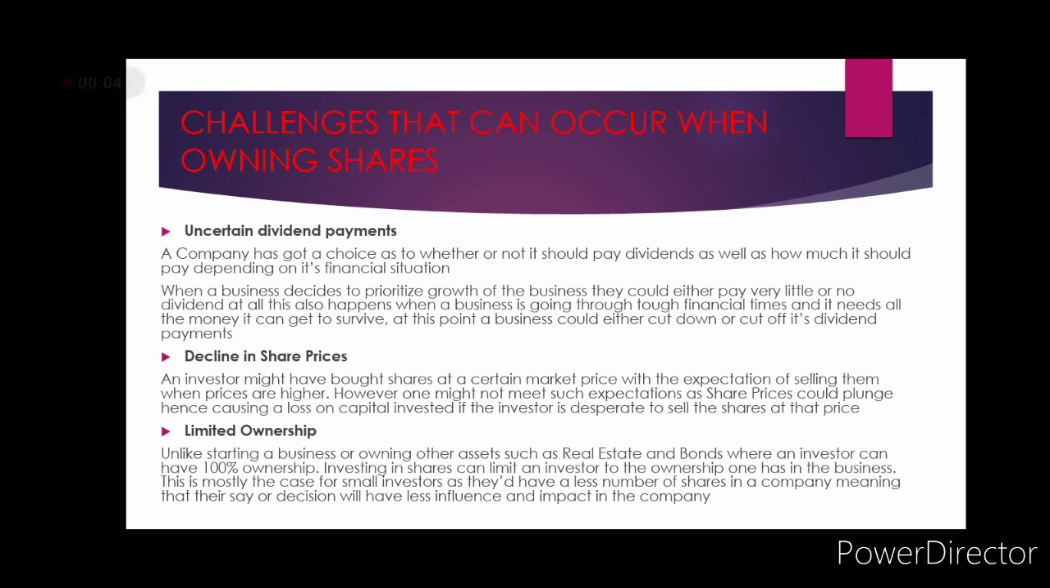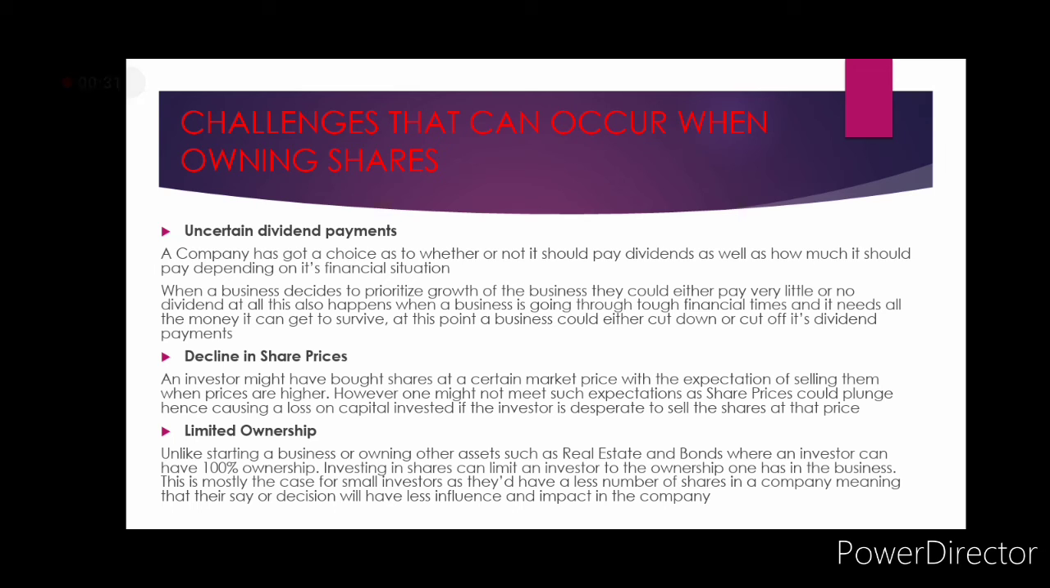Challenge number one is uncertain dividend payments. We need to understand that a company has got a choice as to whether or not it should pay dividends, that's number one. Two, as well as how much it should pay depending on its financial situation. So if a business says, okay, fine, we're going to pay you dividends, it gets to decide how much should be paid as a dividend per share.